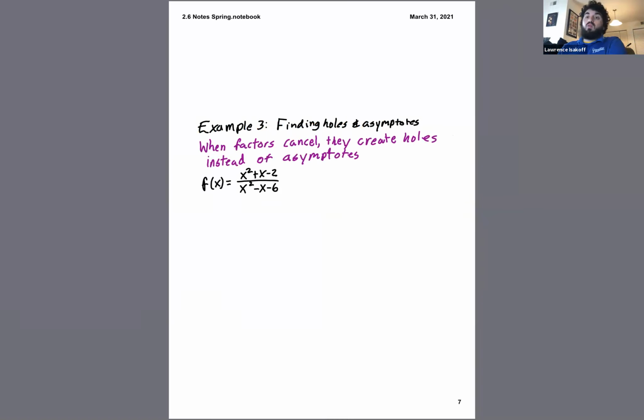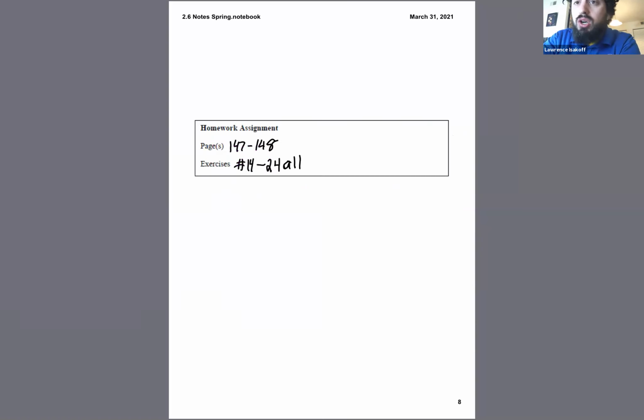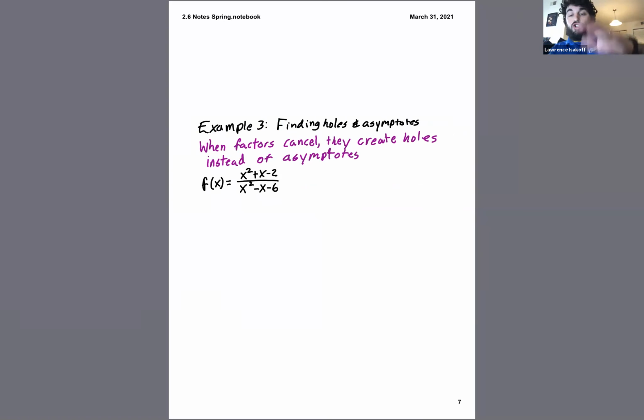Okay. When factors cancel, that's when we have holes. So this is our last example here. If something cancels out, it creates a hole instead of an asymptote. So what I want to do here is factor this before I set the denominator equal to 0. My numerator factors to x plus 2 times x minus 1.